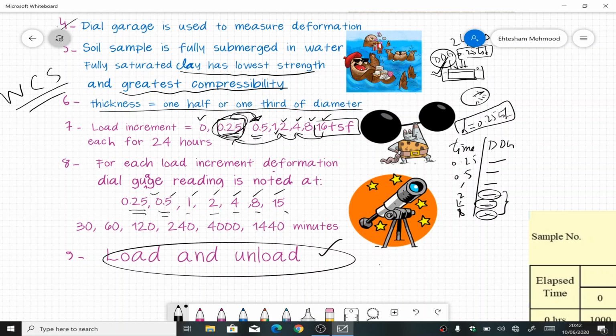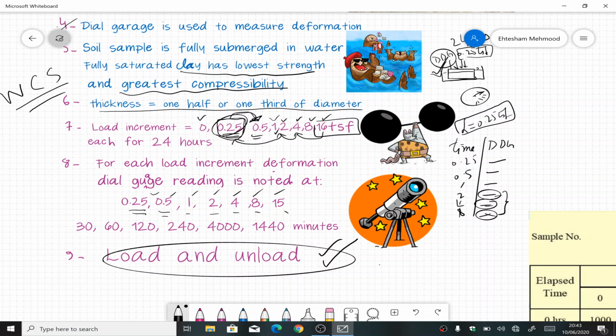And then after 0.5 we go for 1 TSF, which again stays there for a particular time, and then 2, 4, 8 and 16. After this loading process we also have to do an unloading process. That means after reaching 16 TSF, that load will do its consolidation, and once it's finished, we start to unload the sample. Why do we need to do that? Because we want to see if there is any kind of swelling or rebound in the soil specimen.